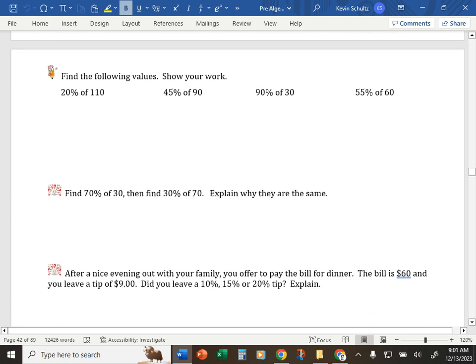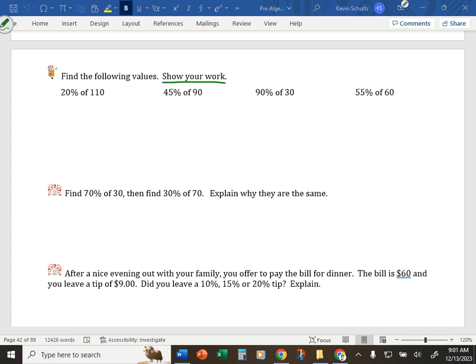You want to go over it? Okay. 3, 2, 1. You are quiet. 20% of 110. It says find the following values. Show your work. I don't care which method that you use, as long as you are showing the work. Sorry, I get excited. Don't just put the answer down. Okay, but tell me how you get there.